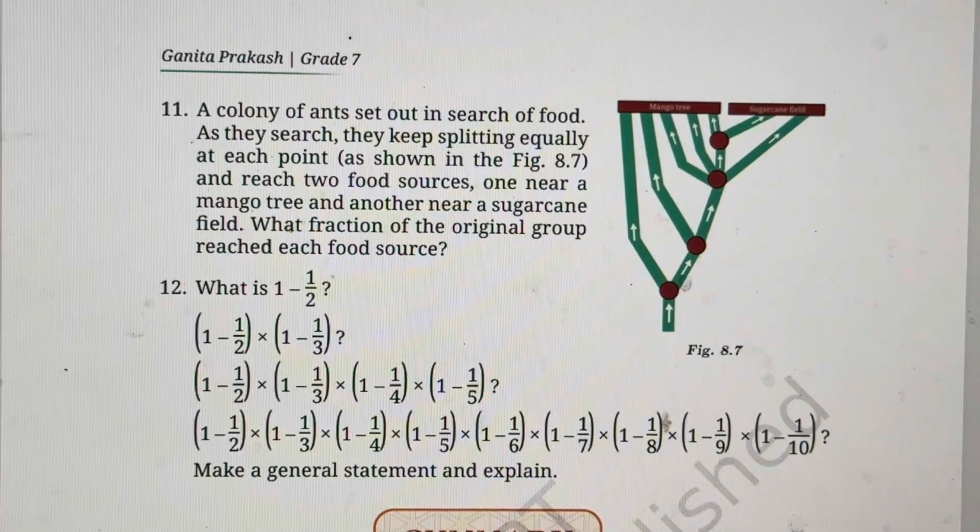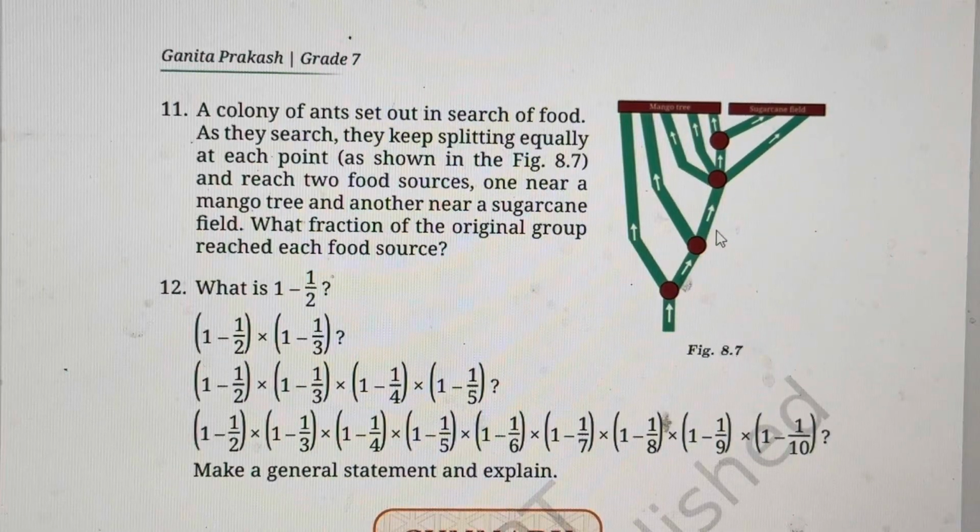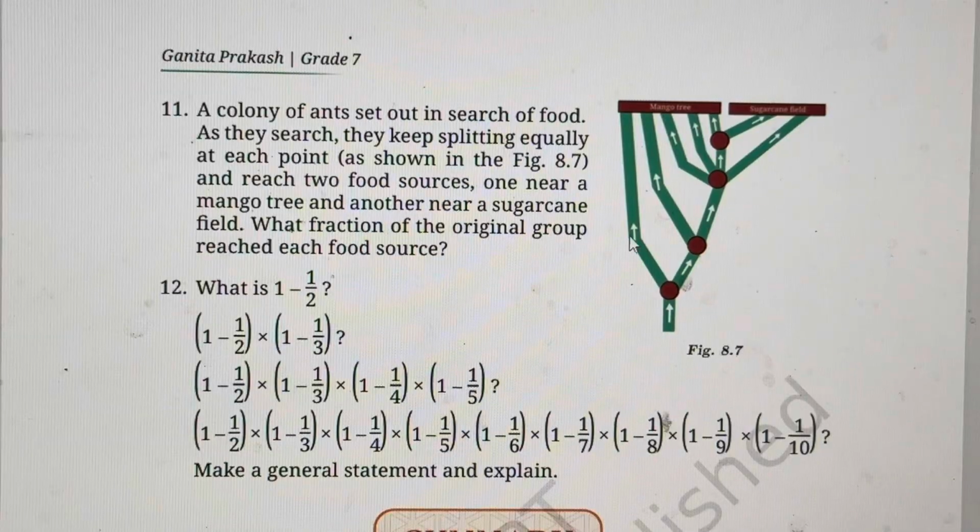Question number 11. A colony of ants set out in search of food. As they search, they keep splitting equally at each point. So here can you see there are 4 points. So they set out from here and then they split equally, right? That means they are dividing into half and reach 2 food resources, one near a mango tree and another near a sugarcane field, right? So this is the mango tree and this is the sugarcane field. So that's their food sources over here, right?